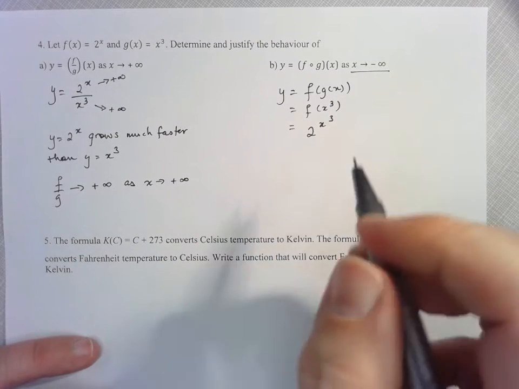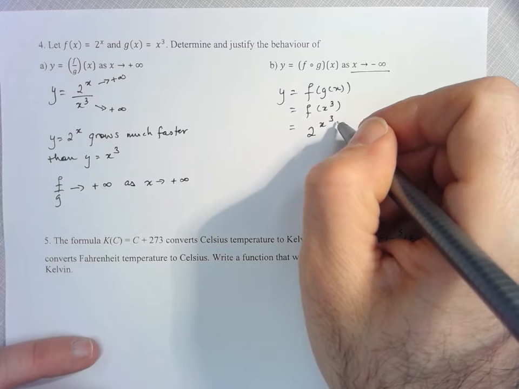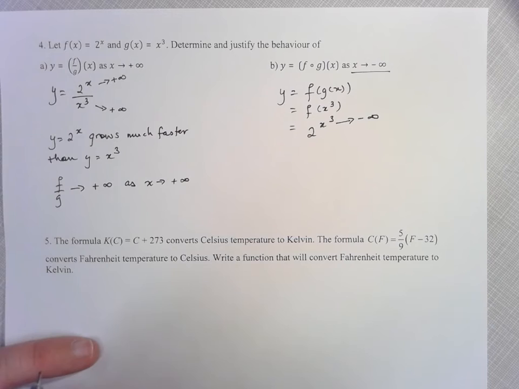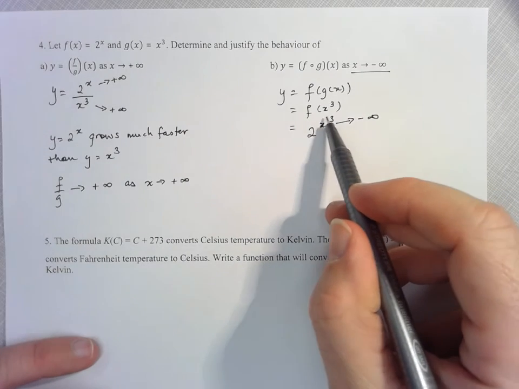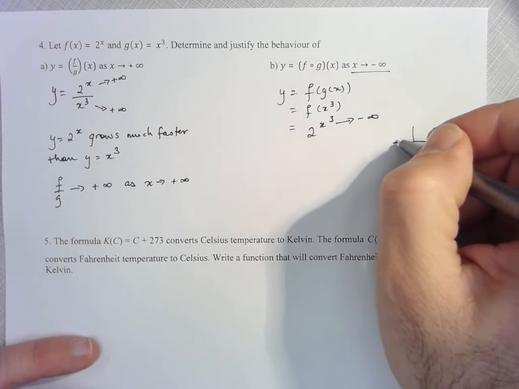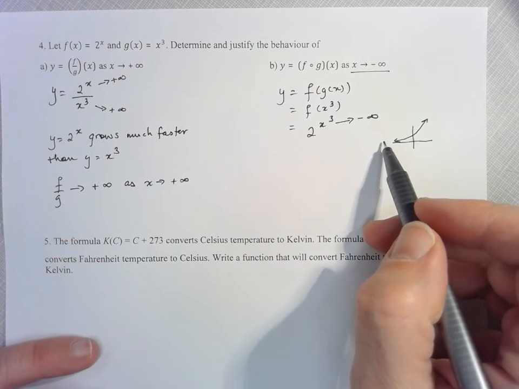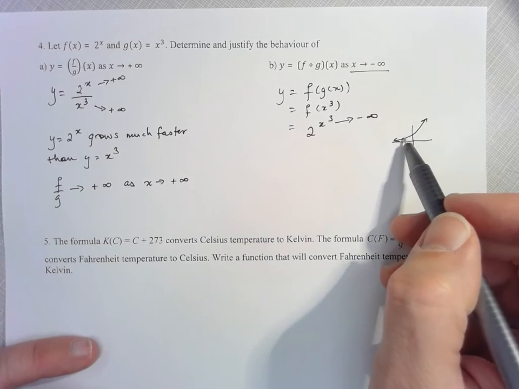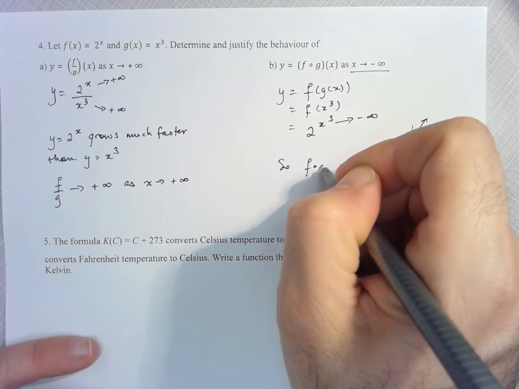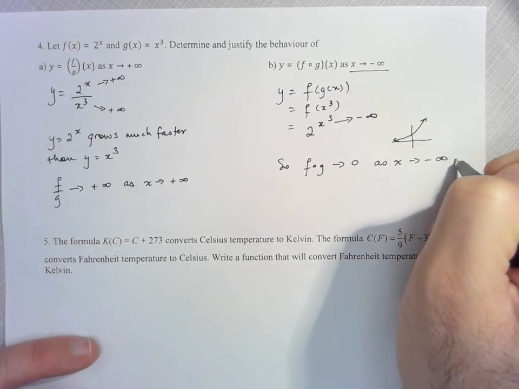So again, let's start with the first function. What does the first function do as x goes to negative infinity? That first function also approaches negative infinity. So as x gets very large in the negative direction, the exponent is approaching negative infinity. And if you look at the function 2 to the x, as x cubed goes to negative infinity, we know that 2 to the x cubed is going to have to approach 0. So here we have that f circle g must approach 0 as x goes to negative infinity.